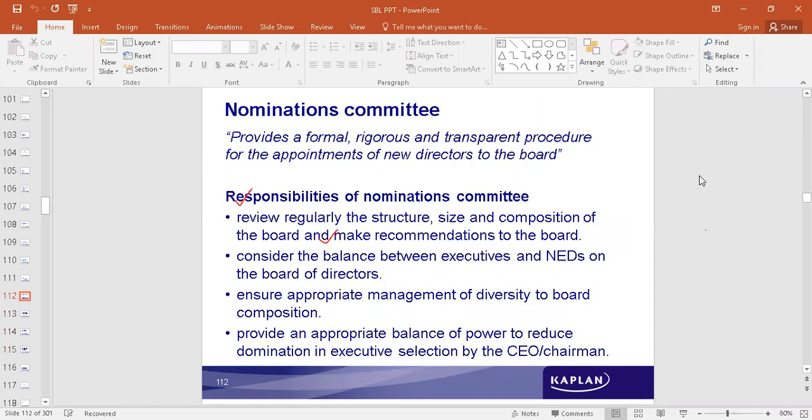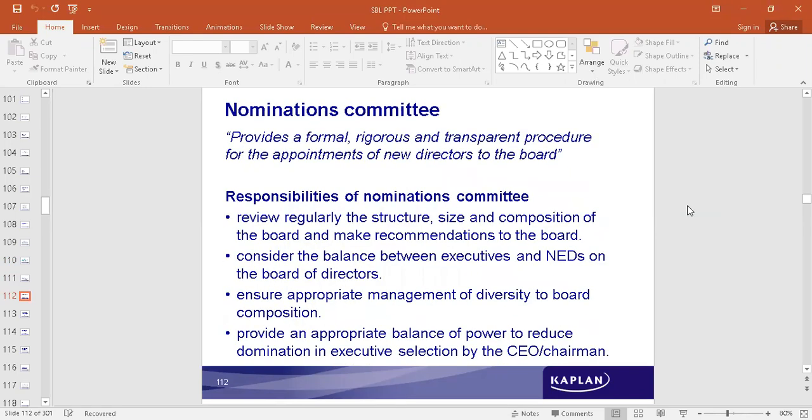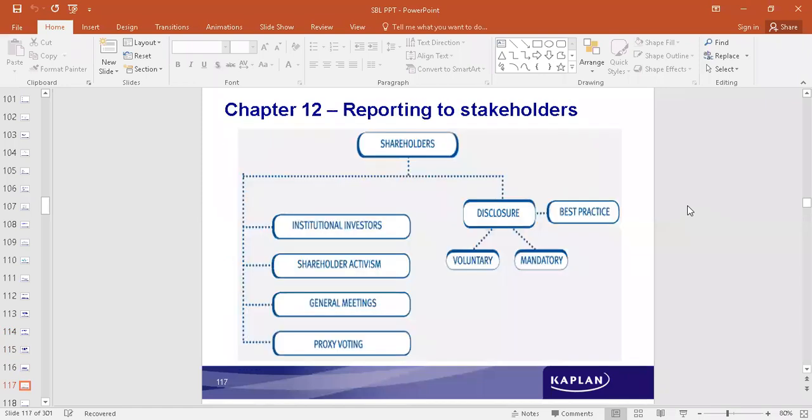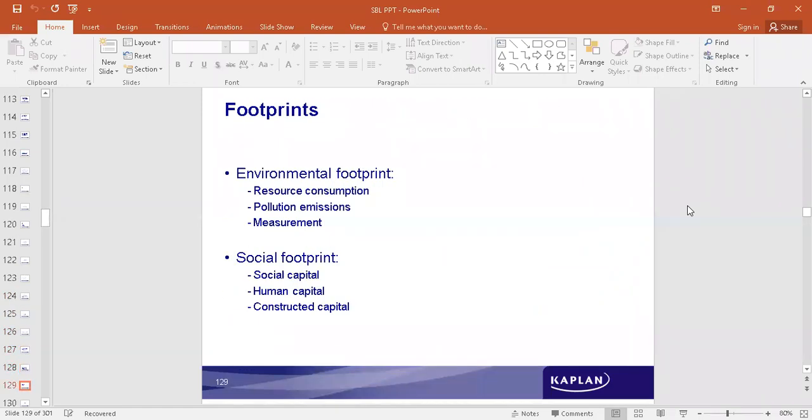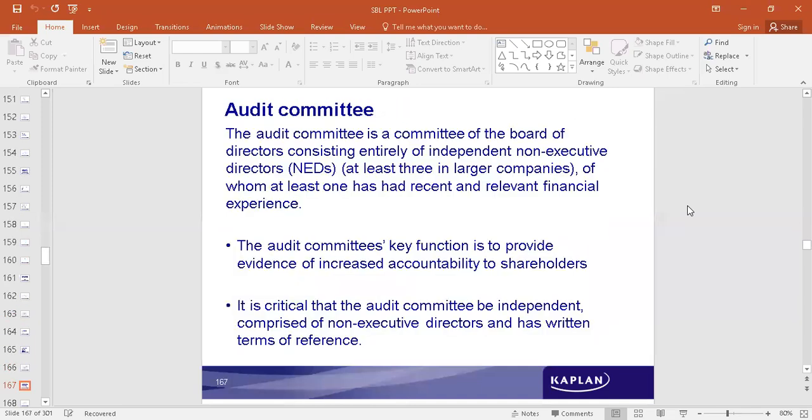So now we are looking into the audit committee. We still have not done the risk committee. So the third committee we are learning now is the audit committee, because we are doing internal audit. Okay, so now audit committee.